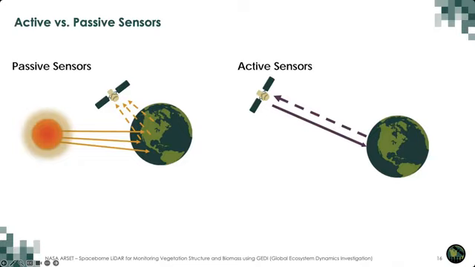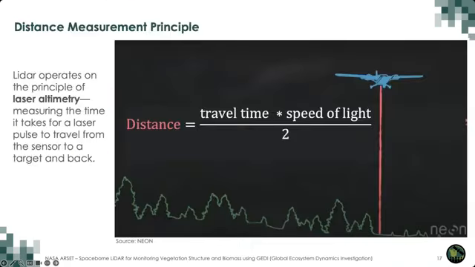LiDAR, which is short for light detection and ranging, is an active remote sensing technology that uses laser pulses to measure distances and properties of objects and surfaces. LiDAR operates on the principle of laser altimetry, measuring the time it takes for a laser pulse to travel from the sensor to a target and back. The full equation governing LiDAR distance measurement is that distance equals the speed of light, which is a constant, multiplied by the time of flight divided by 2.